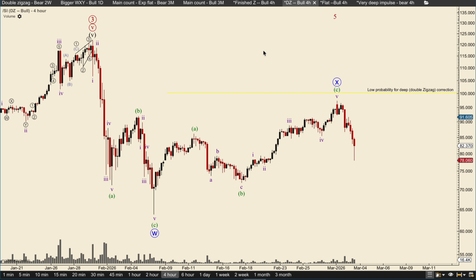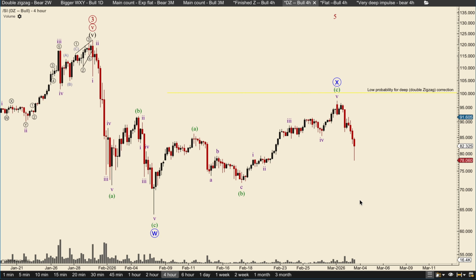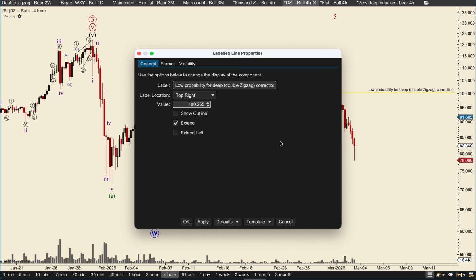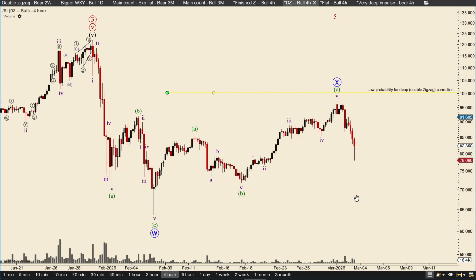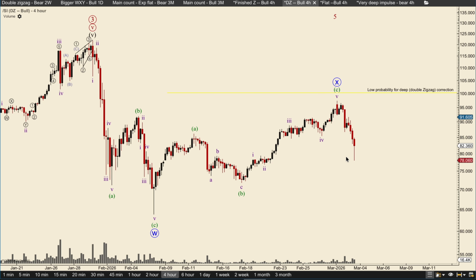The other here, ABCWXY, the double zigzag, this is the opposite. You don't want to take out this yellow line because if you do here at 100.255, this has a lower probability, but we didn't take out this high, so this is very much in play. We could be looking for WXY like that. So keep in mind this line is very important for this scenario, but otherwise it's perfectly viable as I mentioned.